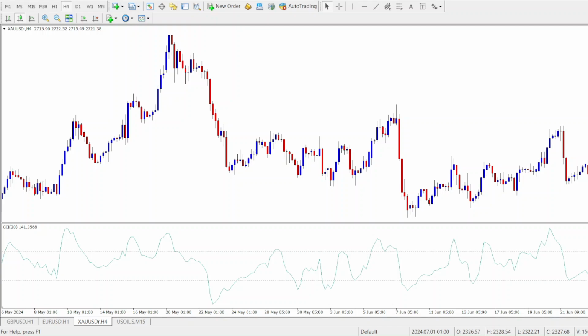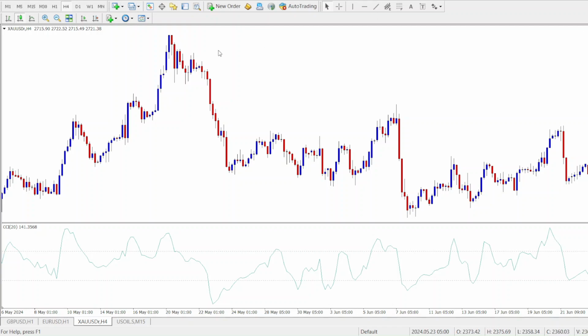Now, how do you identify market trends? A bullish trend occurs when the CCI consistently stays above the zero line. Can we see that this zero line is around the middle? So when you have the CCI indicator staying consistently above the zero line, it can indicate a possible bullish momentum. However, when the CCI indicator crosses above the plus 100, it signals a strong upward momentum.